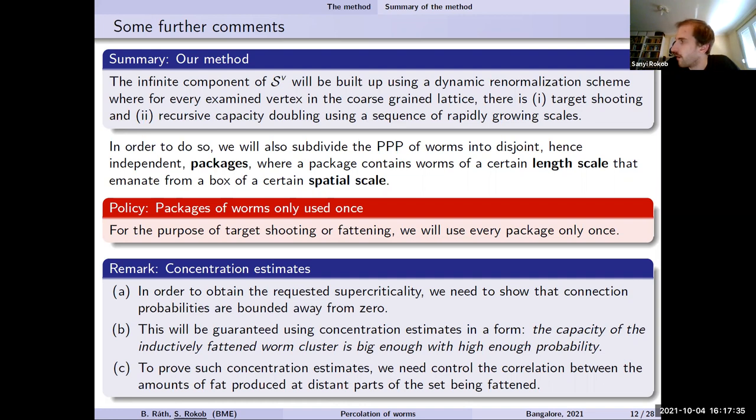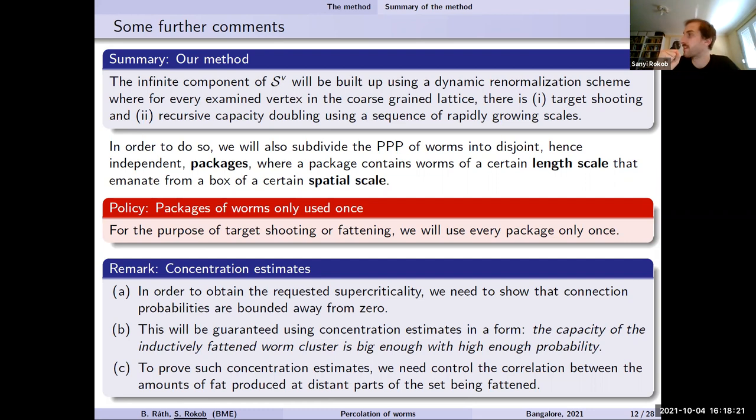For example, we divided up the space into boxes, and this is why I gave the alternative definition of the random length worms model. We are considering the Poisson point process on this abstract space of worms. Given this division of the space, we also want to give a corresponding division of the space of worms. So we want to define so-called packages of worms inside these boxes.